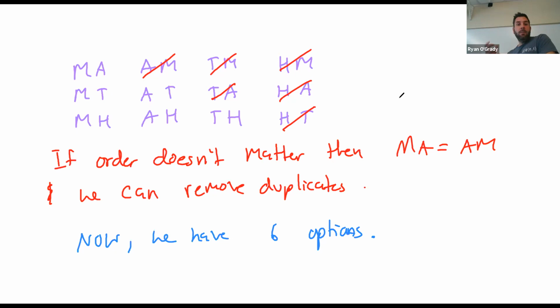So for M's, how many duplicates can I have where I start with M? I can have 3. Right? And then how many duplicates can I have where I start with A? 2. And then how many duplicates can I have where I start with T? Just 1. And so that's one way to think about how this factorial pops up in the denominator.